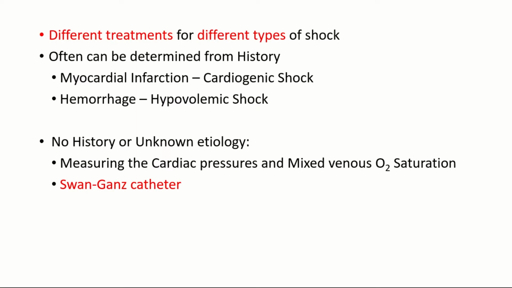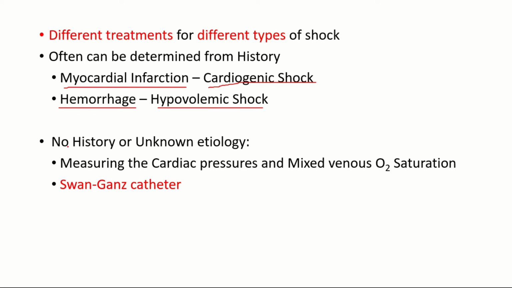Now it's very important to determine the types of shock because there are different treatments for different types of shock. So we need to determine the types of shock and we need to treat them accordingly. Often the type of shock can be determined from the history only. If there is a history of myocardial infarction, then the patient is most probably having cardiogenic shock. If there is a history of hemorrhage or massive bleeding, then he or she might be having hypovolemic shock.